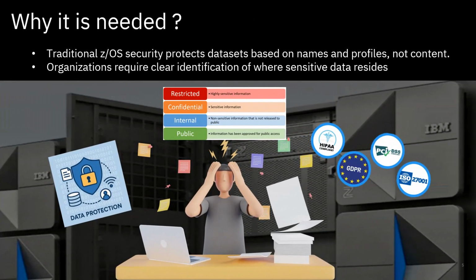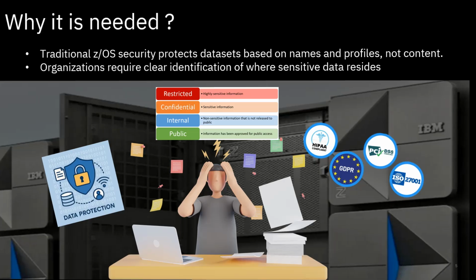Why is it needed? Well, traditional z/OS security solutions such as RACF protect datasets based on name and profiles, not content. So organizations require clear identification of where sensitive data resides due to regulation requirements. Manual classification is error-prone and inconsistent. Compliance and auditability require standardized machine-readable metadata. Modern governance models expect content-driven security, not static rules.